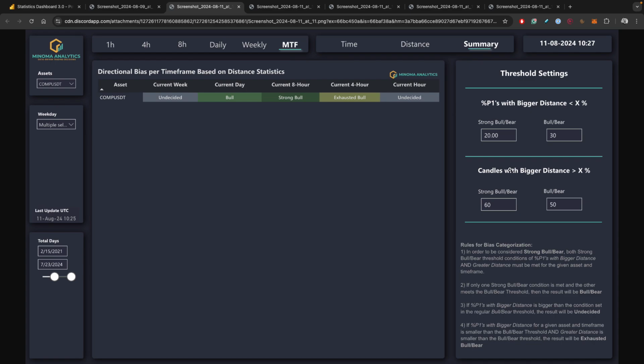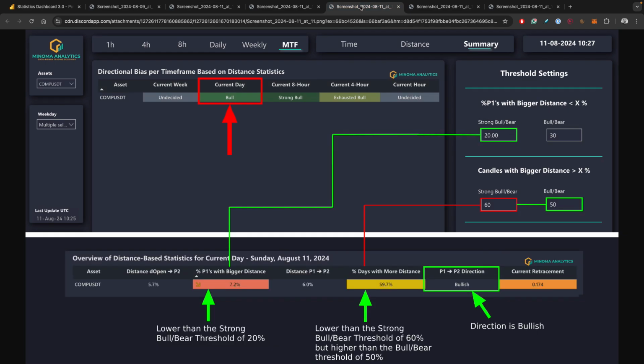So the value of percent P1s with bigger distance, it's either of the following three. The value of P1s with bigger distance is between 20 and 30%, and the value of candles with bigger distance is between 50 and 60%. So the value is in between here and in between here. Or this value is below the strong bull bear threshold of 20%, but this value is between 60 and 50%, or the other way around, where this value is above the threshold of 60%, but this one is between 20 and 30%, right? So very simply put, both these must be true and at least one of these must be false. We'll see that better right here.